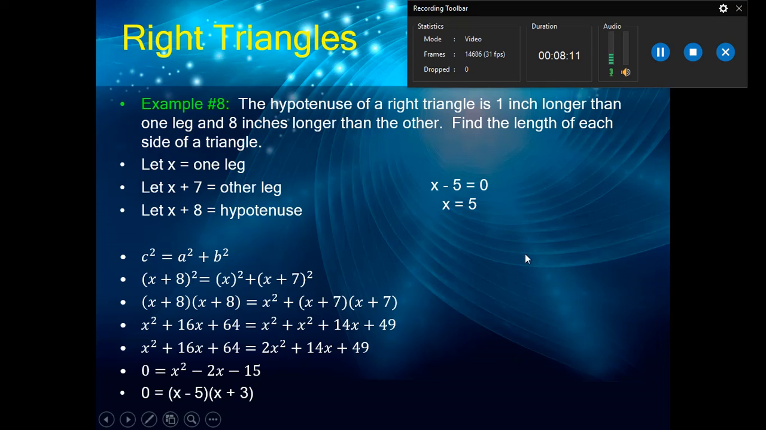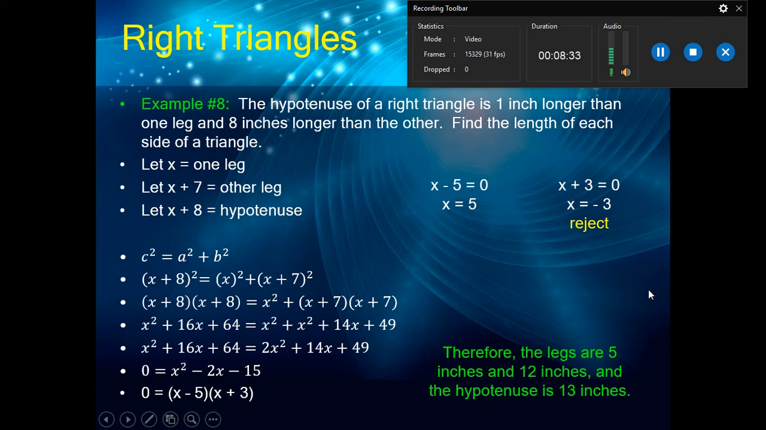So for my first root, I have a solution at 5. That seems to make sense with this problem. The other solution is at negative 3, and that one will not make sense. I don't have the length of a side of a triangle at a negative. So we'll go with 5 for the one leg, and then we'll sub in. I have a leg that's 12 and a hypotenuse that's 13. So I'll set up my conclusion. This is really called a 5, 12, 13 right triangle. This is a Pythagorean triple.